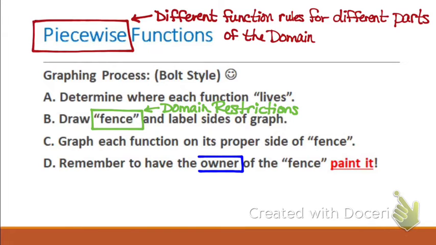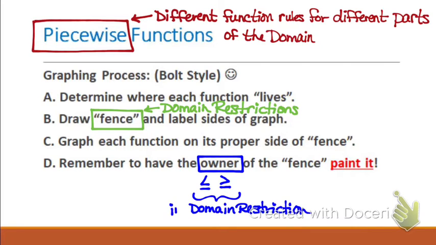Then it says, remember to have the owner of the fence paint it. I will know which one is the owner based on who has the greater than or equal to or less than or equal to as part of the domain restriction. And by paint it, I mean we're going to do a filled in dot.